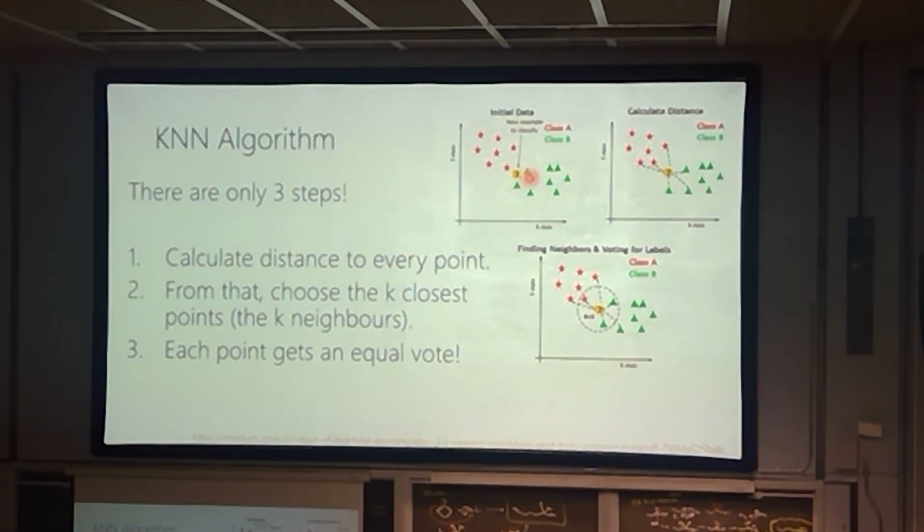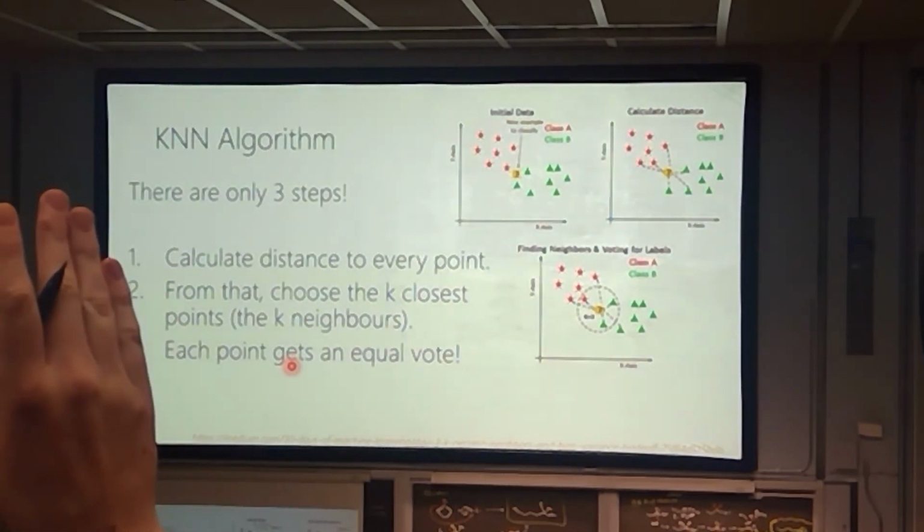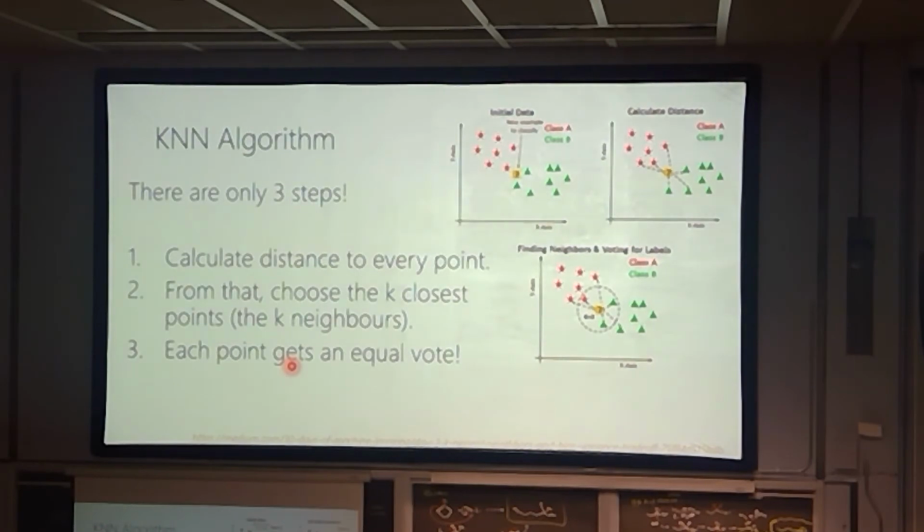You have some query point here, calculate the distance to every point, and then from that, you choose the k closest ones, and each point gets an equal vote. Okay, so I just said that. Now it's even more obvious. Who thinks they can code this? Okay, pretty good.